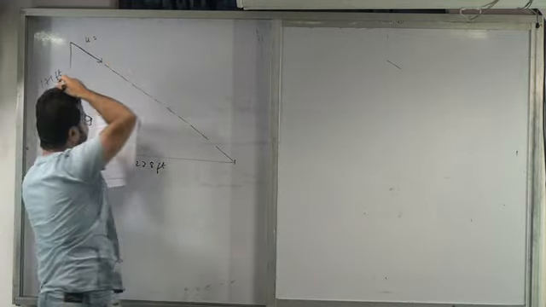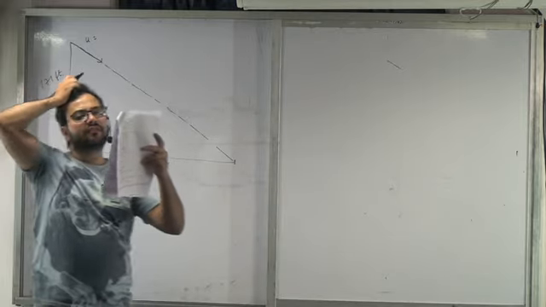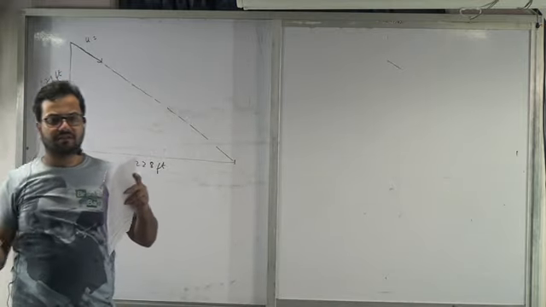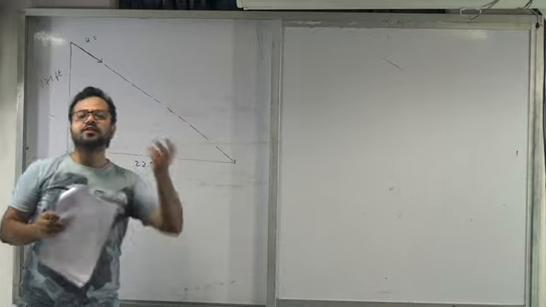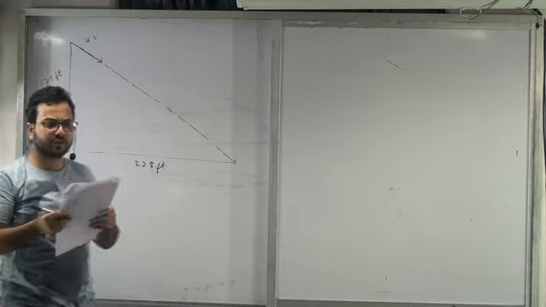You can take g as 10. See, everything is in feet and feet per second. So it would be better if you take 32 feet per second square.